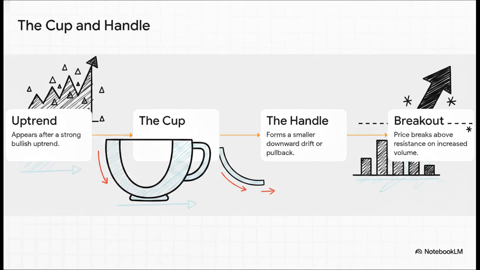And then we have the absolute classic bullish continuation, the cup and handle. So after a prior strong uptrend, the market takes a well-deserved breath. It forms this rounded, U-shaped consolidation. That's your cup. And it shows that massive selling pressure is gently diminishing. Then we see a slight downward drift, which we call the handle.